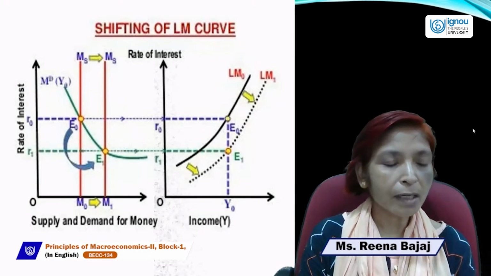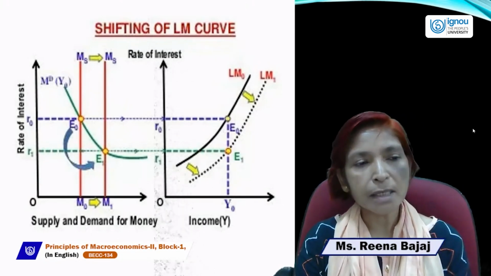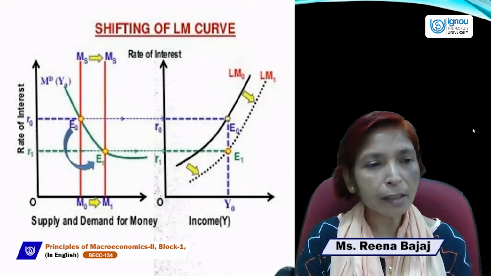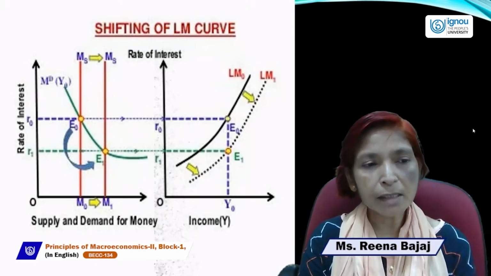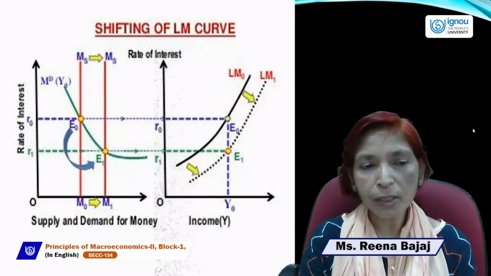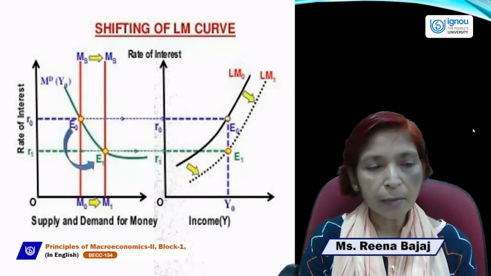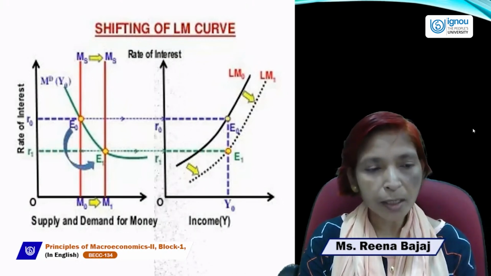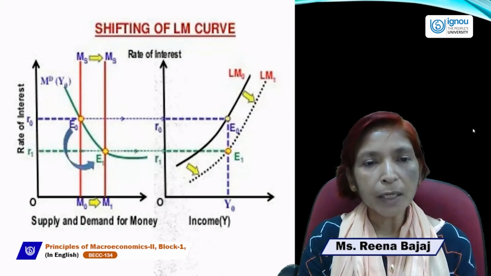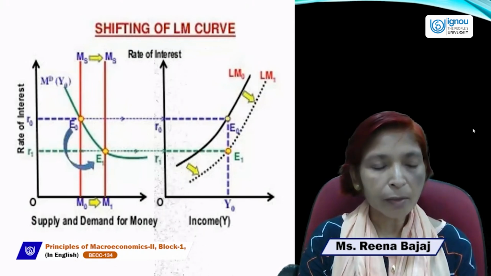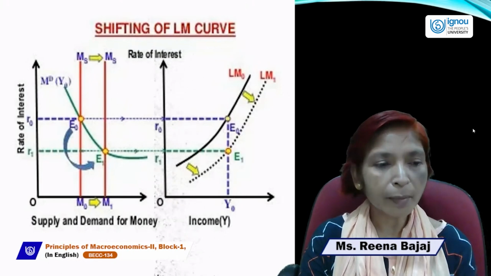And here the first diagram is showing the MS curve. MS is money supply, which is always a vertical curve. If money supply increases, then the vertical curve will shift to the right hand side and the money demand curve will remain the same, a downward sloping curve. Where the money demand and money supply curves intersect each other, the equilibrium rate of interest is determined and the quantity of money will also be determined.